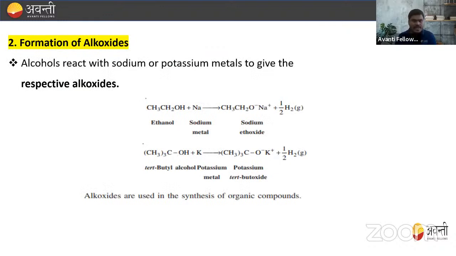Now here, we can say that the formation of alkoxide will take place. Like we have alcohol, when this reacts with an active metal like sodium, then alkoxide and hydrogen gas will be released.